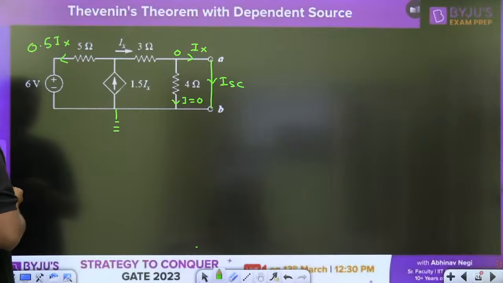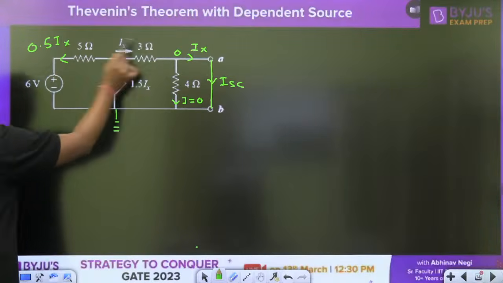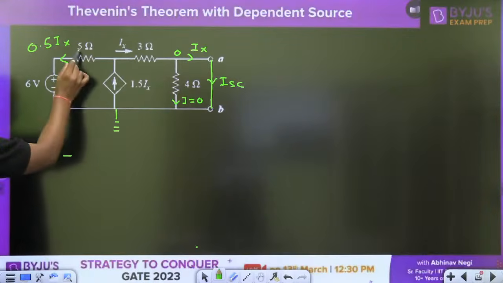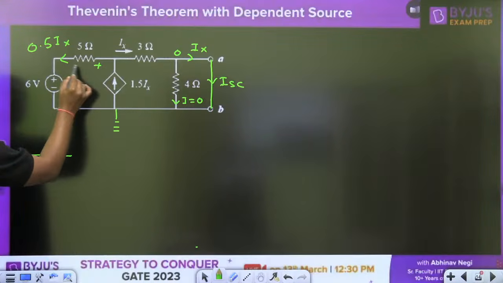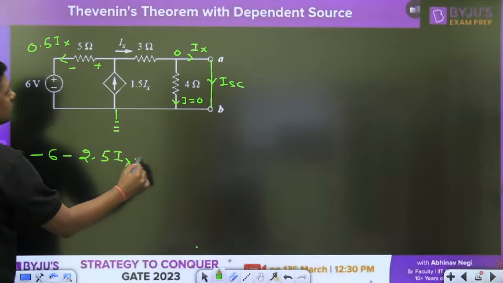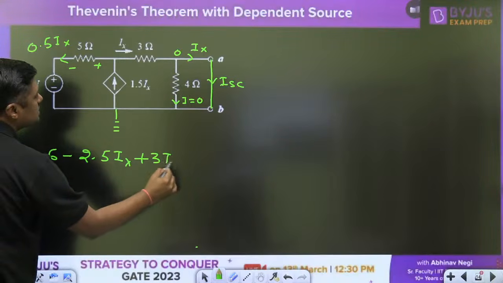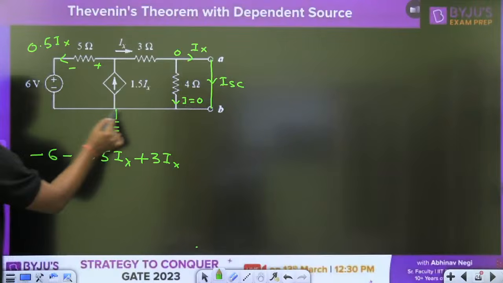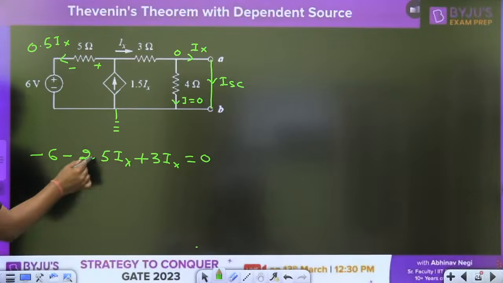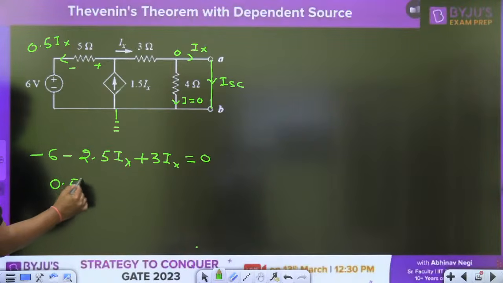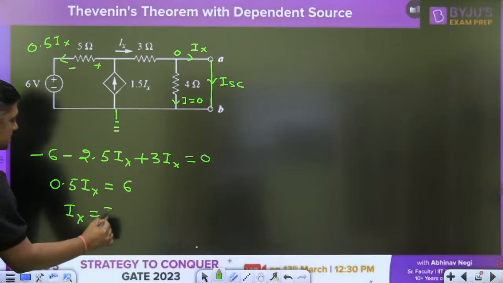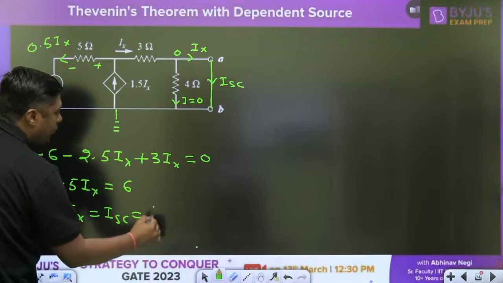Now simply write down the KVL from this point to this point through the short circuit. It will become -6 minus 5 into 2.5, this is the plus, this is the minus, 2.5 Ix plus 3 Ix, this time it is 0, written back to here, is equal to 0. This will become 3 minus 0.5 Ix is equal to 6. So what is Ix? Nothing but ISC is equal to 12 ampere.